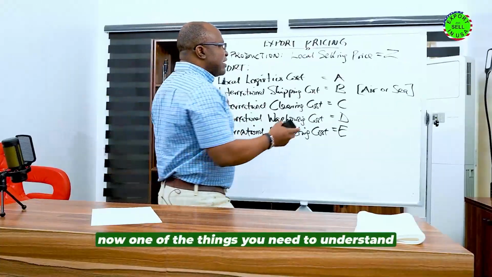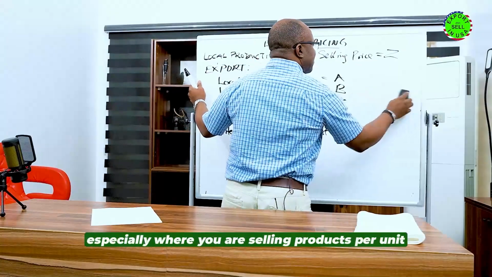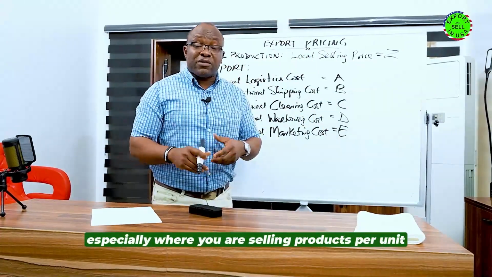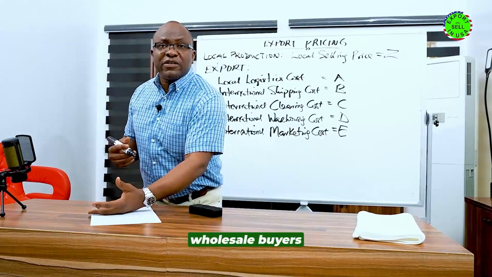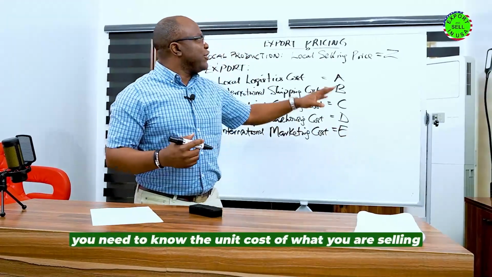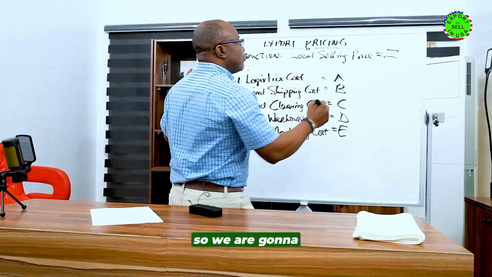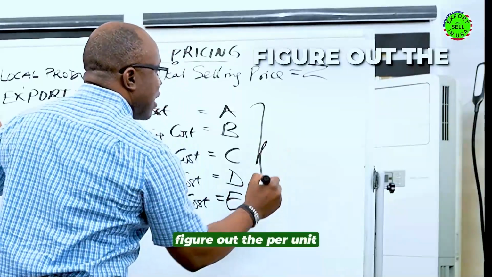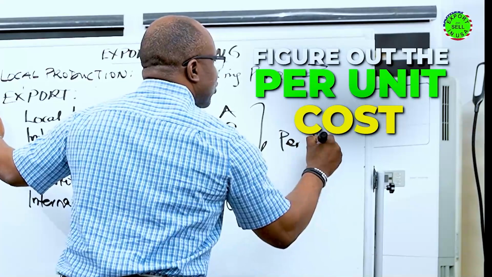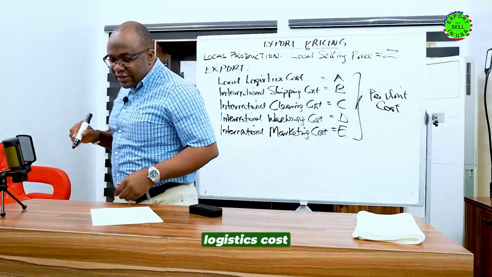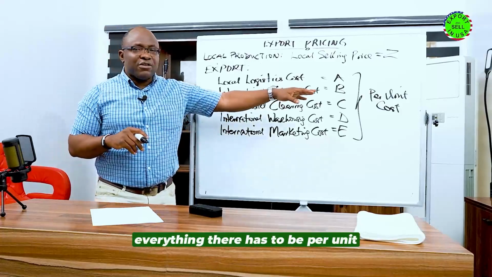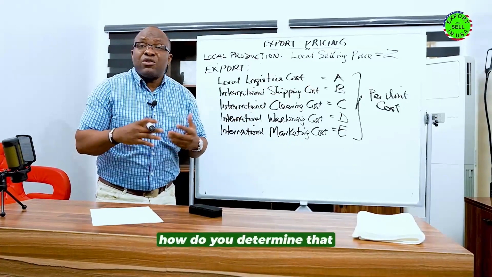Now, one of the things you need to understand, especially when you are selling products per unit, because if you're selling on Amazon or you're selling to wholesale buyers, you need to know the unit cost of what you are selling. So we are going to figure out the per unit cost of all this. When I say international logistics cost, everything there has to be per unit. How do you determine that?